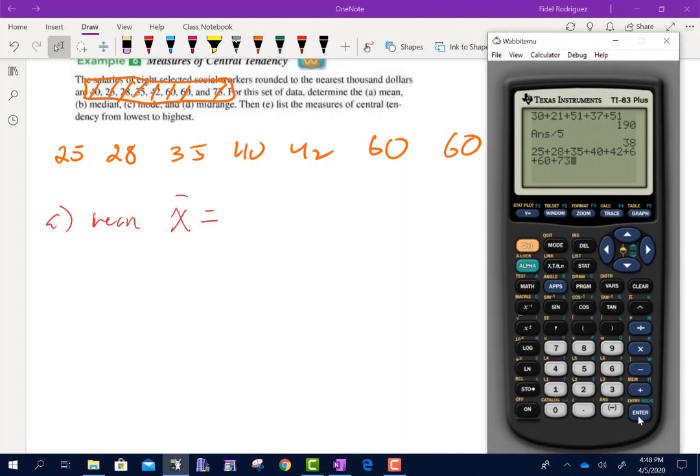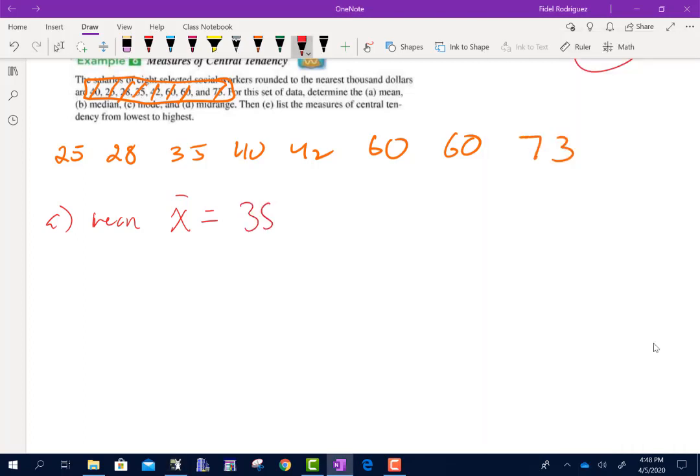73, okay, equals. And now I'm going to divide it by how many pieces of information do we have? 1, 2, 3, 4, 5, 6, 7, 8. There's 8 of them total. So my mean is going to be 38.625. Again, guys, this is in thousands of dollars, right?